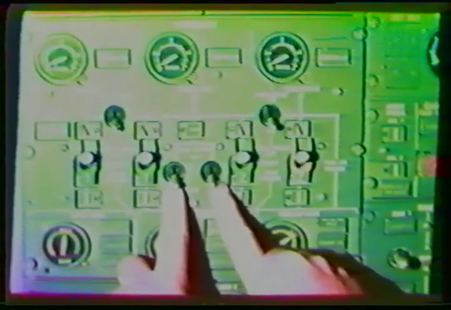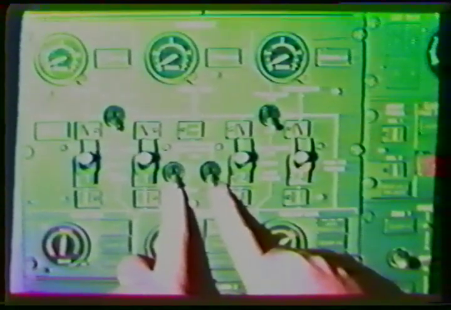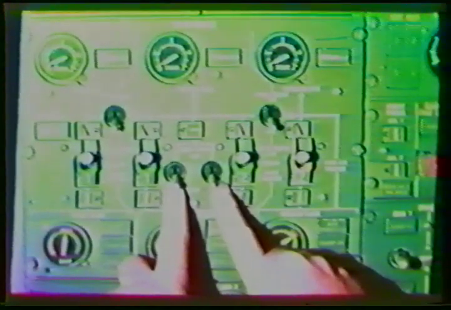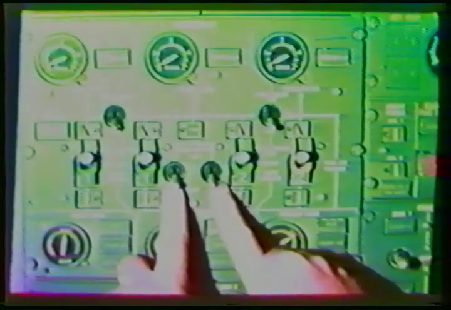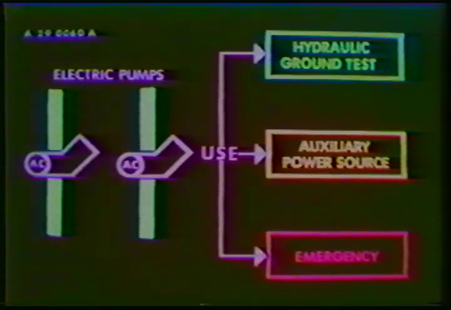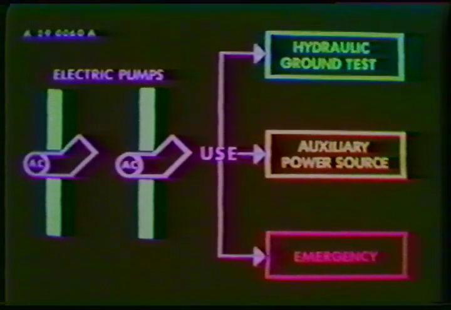Each of the hydraulic systems is provided with backup pumps. The green system has 2 AC electric motor-driven pumps. The 2 control switches are located as shown here. These electric pumps make it possible for the green system to be pressurized for hydraulic ground test, for an auxiliary power source, and for emergency reasons.